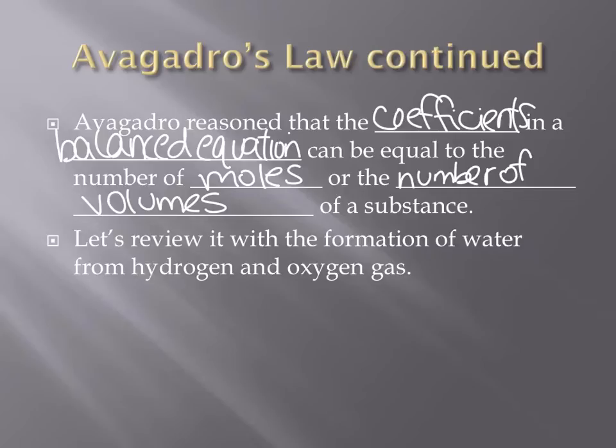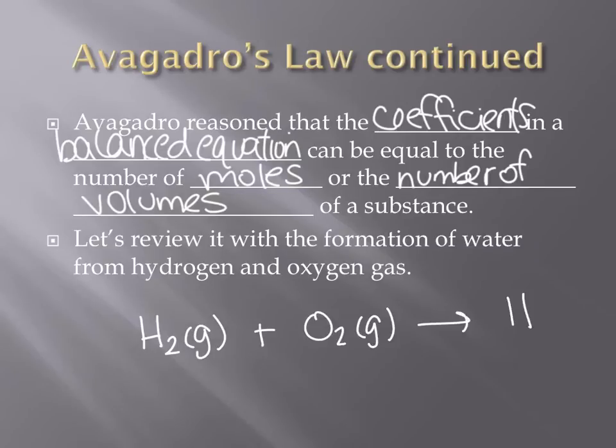Which means as volume increases, the number of moles it can hold increases. Okay, so let's review the formation of water from hydrogen and oxygen gas. What's the equation for that? Well, I'd have H2 gas plus O2 gas equals H2O liquid. Now I've got to balance it, so I put a 2 here and a 2 here, and we're good. What did this coefficient mean up until now? Moles. So that's like saying I have 2 moles of hydrogen gas plus 1 mole of oxygen gas to make 2 moles of water.